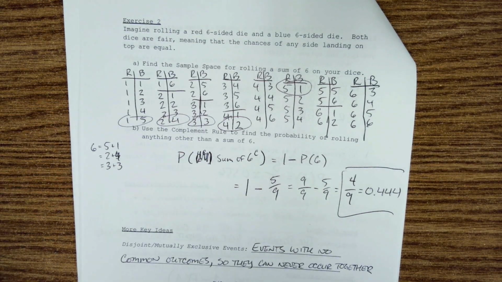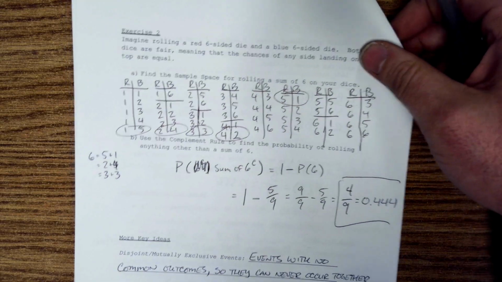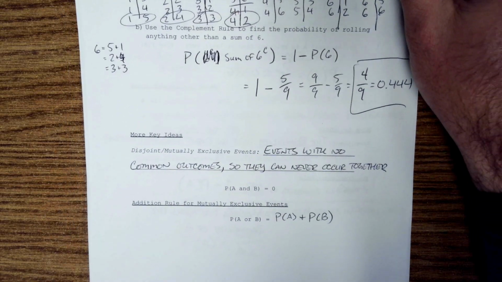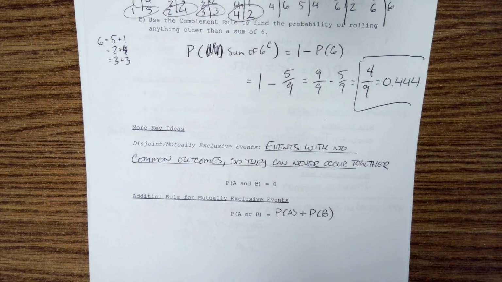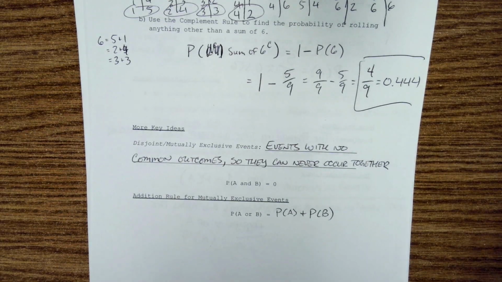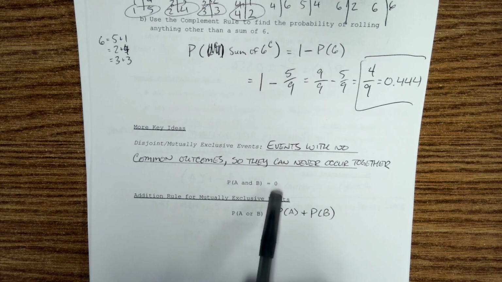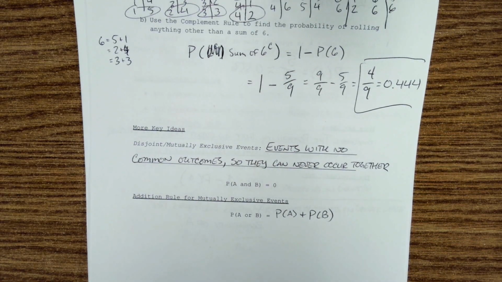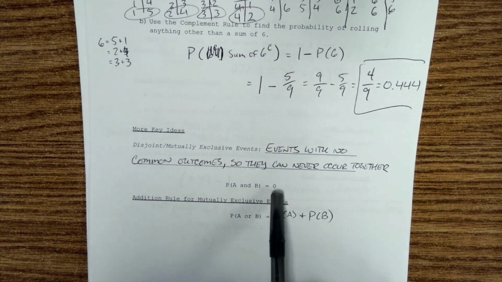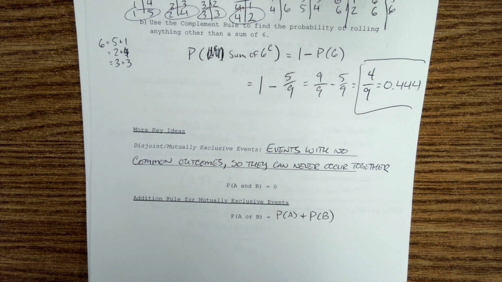Now, sometimes your random process includes mutually exclusive events, also called disjoint events. These are events with no common outcomes, so they can never occur together. So that's the probability of A and B happening is 0. So for example, if the probability of the red one being a 5 and the blue one being an elephant was going to be investigated, that can't happen because the blue one can't be an elephant.